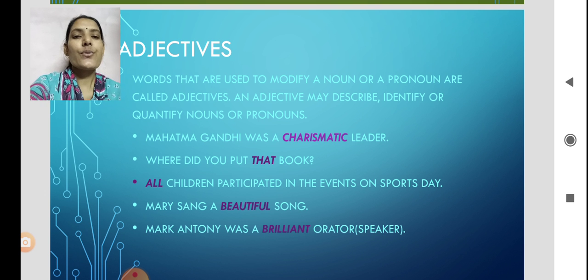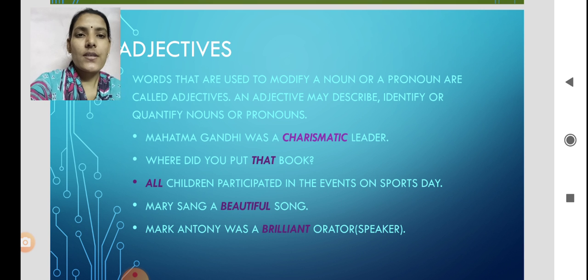Here I also give a small definition. Words that are used to modify a noun or a pronoun are called adjectives. We have to modify a noun or pronoun. It's called an adjective. An adjective may describe, identify or quantify nouns or pronouns.